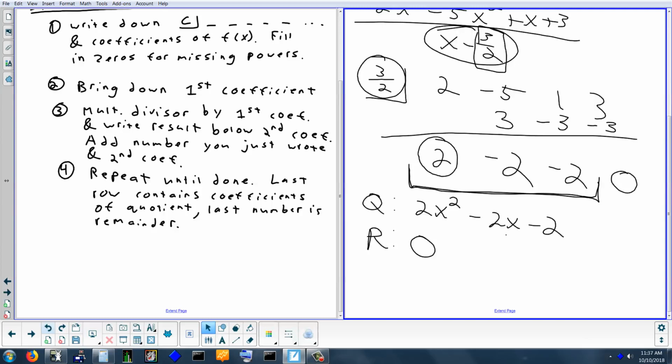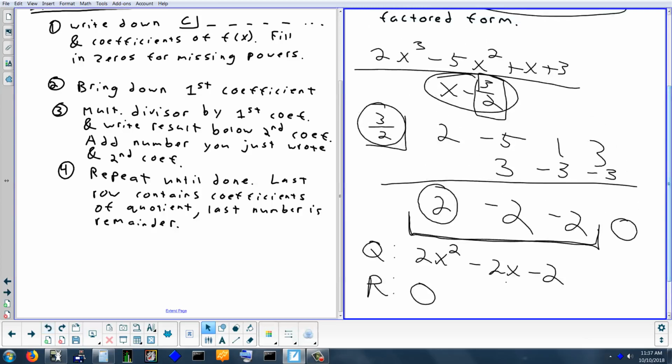So now what I proved is that if you divide x minus 3/2 into the 2x cubed, it divides in without a remainder. That proves it's a factor. Once we know that it's a factor, that means all kinds of things. It means 3/2 is a root. It means 3/2 is a 0. It means 3/2 is an x-intercept. We had a list of 5 things on the board yesterday that all meant the same thing.